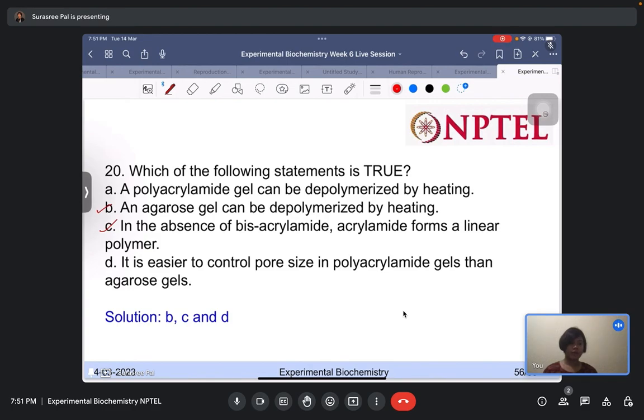And the other correct option is that it is easier to control pore size in polyacrylamide gel than in agarose gel, because in polyacrylamide gel there are two factors. One is concentration of the acrylamide or percentage of the acrylamide, as well as the ratio of the acrylamide and bisacrylamide. So these two factors can be controlled much more easily, and that is why the pore size can be controlled in a much better way than in agarose gels.